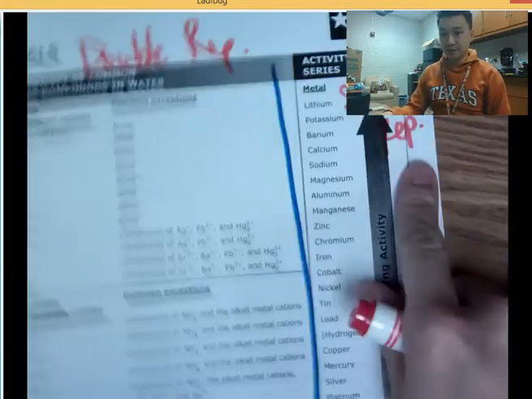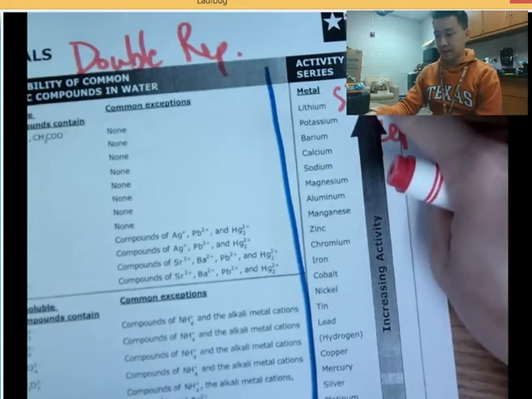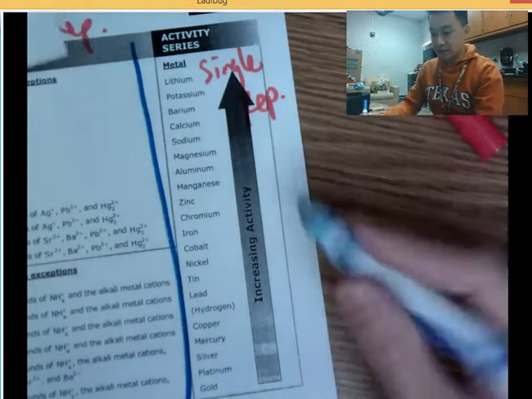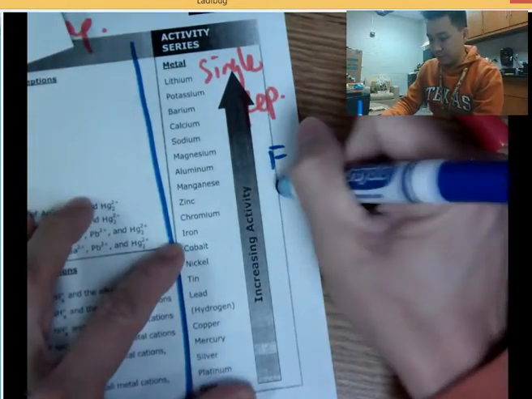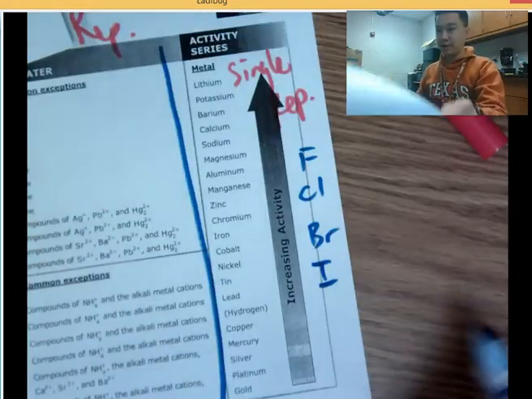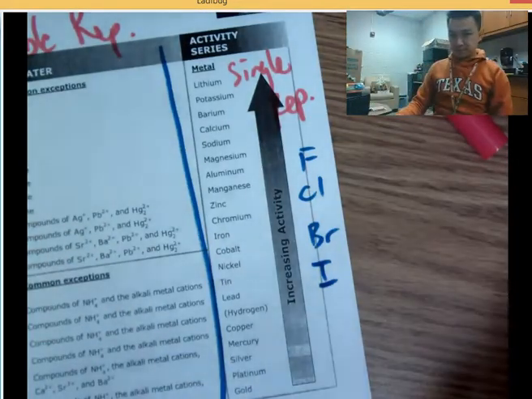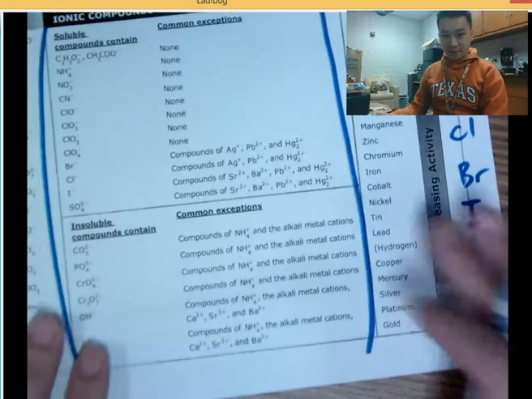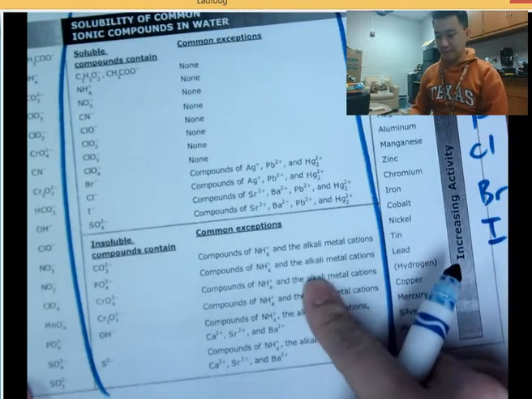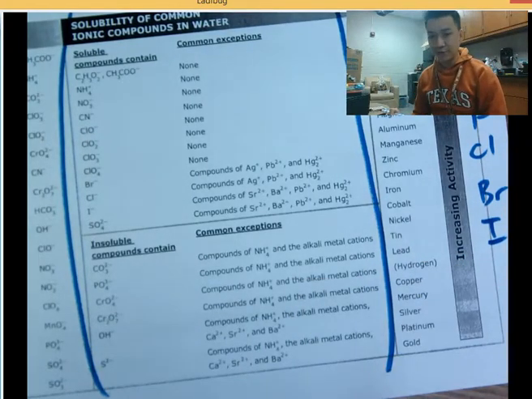Single replacement uses the activity series. With the activity series, you also have the nonmetals: fluorine over chlorine over bromine over iodine. That is the order for the halogens. But on the other hand, for double replacement, you use this chart right here.